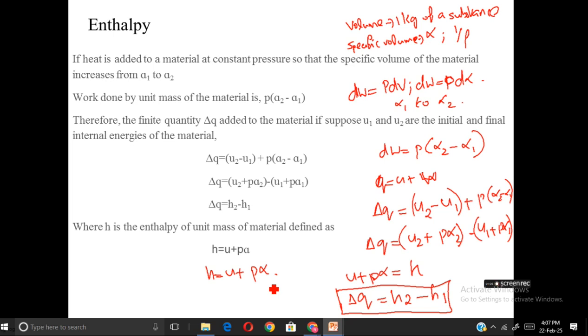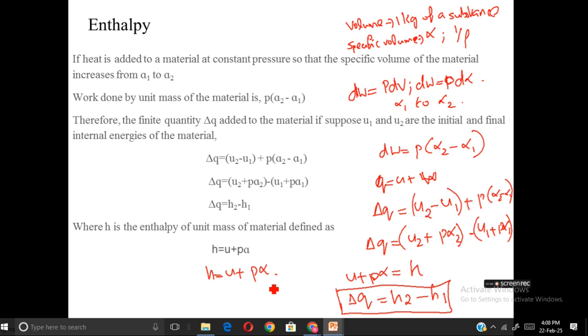we are adding some amount of heat to a system, so that the specific volume of the system increases from alpha 1 to alpha 2. So the work done, which is P d alpha, is given by P into alpha 2 minus alpha 1. Suppose Q is the amount of heat that we are supplying to the system. Then delta Q will result in a change in the internal energy, and it will also do an amount of work, which is given by P into alpha 2 minus alpha 1.